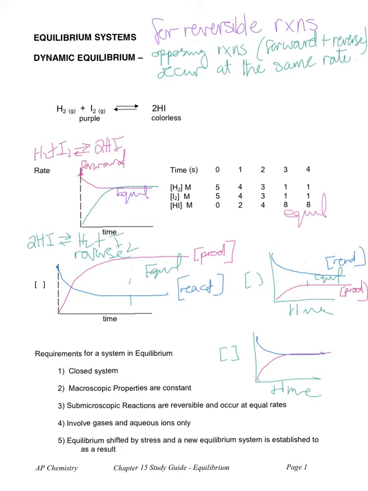All right, some requirements for equilibrium. So for a system to say that the system is at equilibrium, some key things have to happen. First, your system has to be closed, so no extra material goes in, none of your materials leave either. Macroscopic properties are constant. Macro means large, and so large properties are constant at equilibrium. They do not change. So things like concentration.